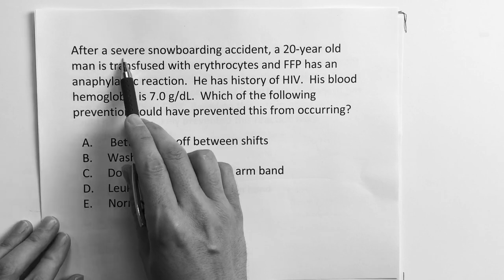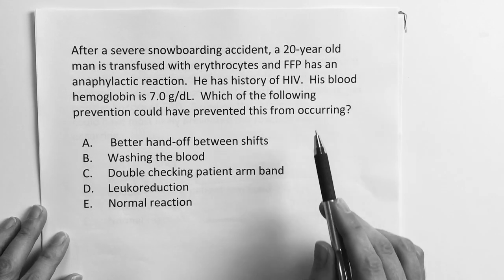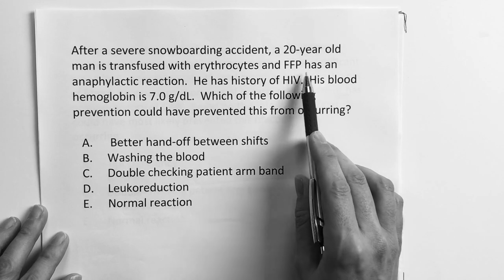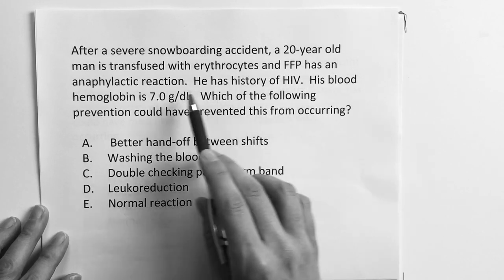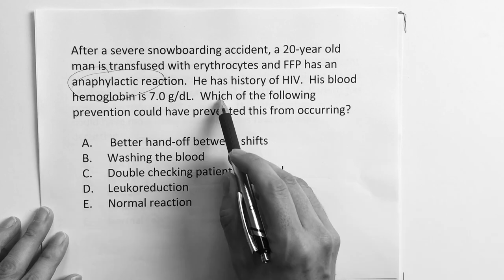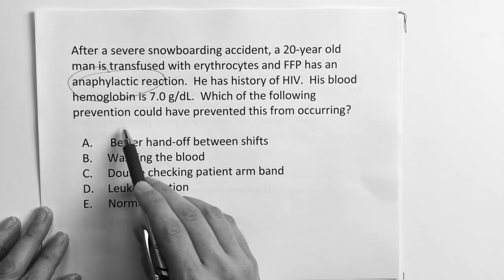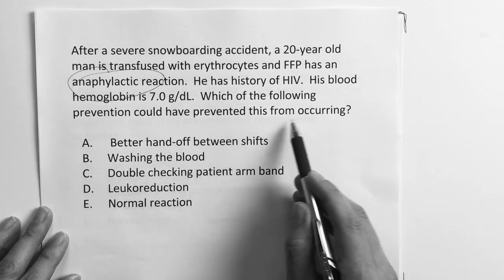So now let's apply this. It says, after a severe snowboarding accident, a 20-year-old man is transfused with erythrocytes and fresh frozen plasma and has an anaphylactic reaction. He has a history of HIV. His blood hemoglobin is 7.0. Which of the following could have prevented this from occurring?